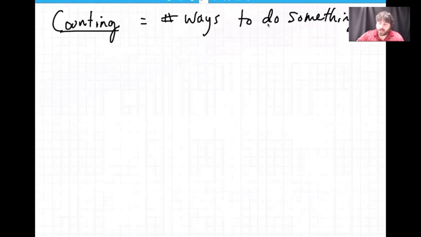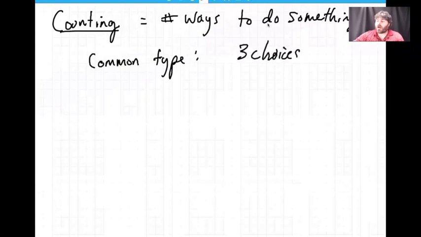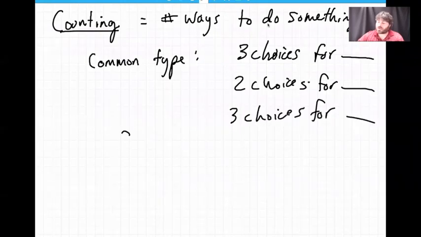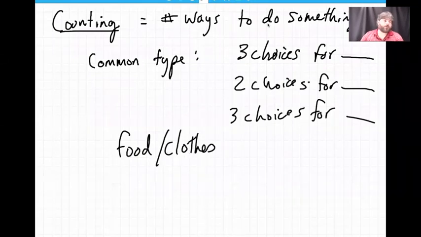So the most common type of problem that you're going to see out there is one where it's like there's 3 choices for whatever. There's 2 choices for something else, and then there's 3 choices for something else. So it could be clothes, it's oftentimes food. Those are the main ones that they'll use. So maybe you're making a dessert, there's 3 choices for ice cream, 2 choices for a topping, and then there's 3 choices for sprinkles, 3 different colors of sprinkles. So how many different ways could you assemble a dessert with ice cream, toppings, and sprinkles?